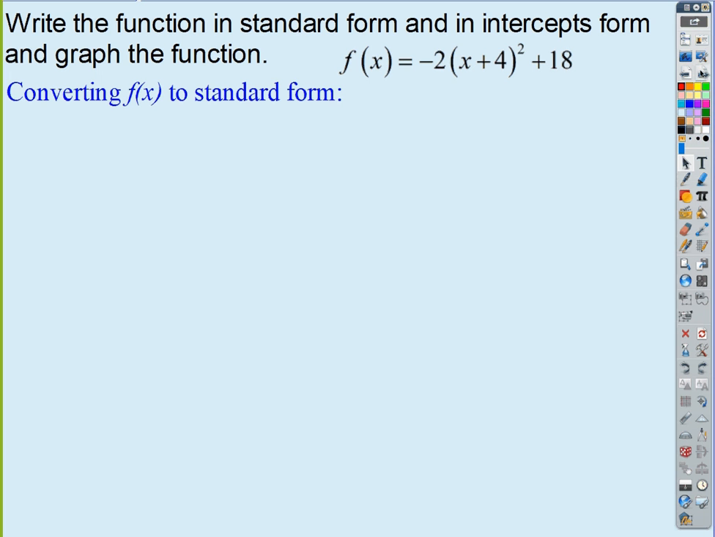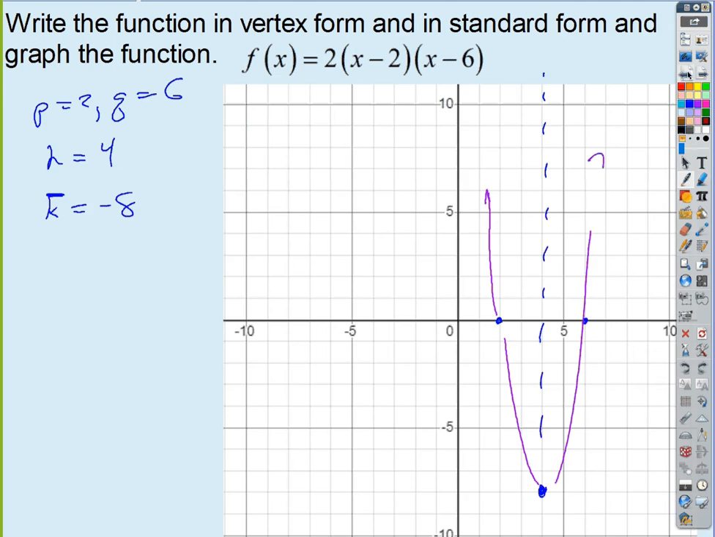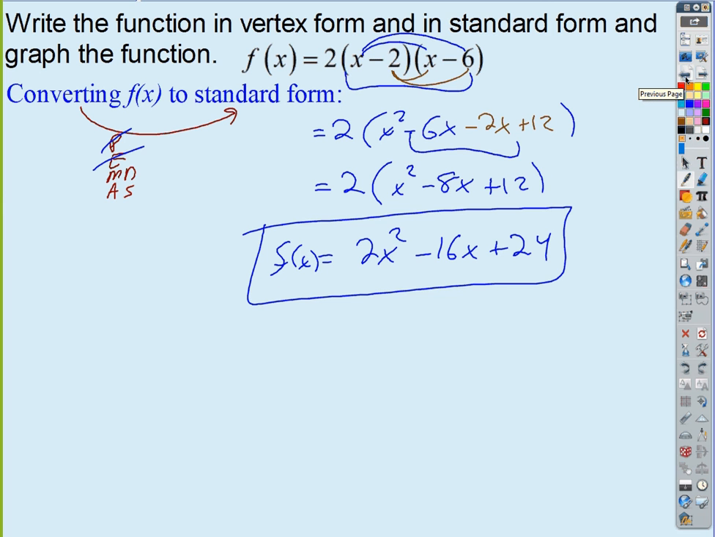How about this one? Last possibility. Now we're going to start in vertex form, and we're going to go to the other 2, right? So vertex form to standard form. Well, what do we say if we're converting to standard form? If we convert to standard form, it's just PEMDAS. We're just simplifying, right? We end up in standard form, that's just simplified form, where we're going to multiply everything out and collect like terms, right?